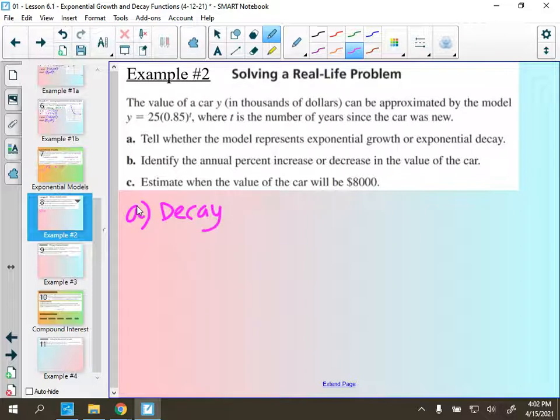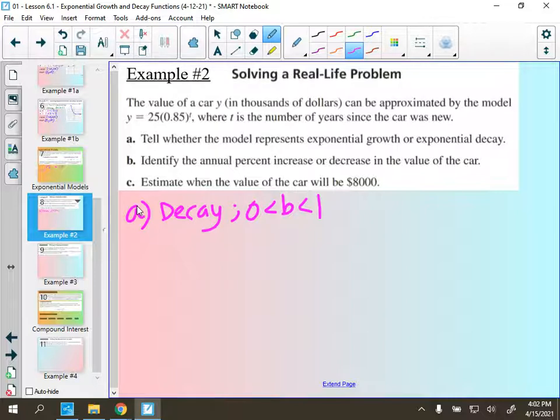For the same reason that the last graph we made was. Why? Because the b, the base of the power, is between 0 and 1. Before we just jump in and answer B here, I want to make sure we're all on the same page. What's going on here?